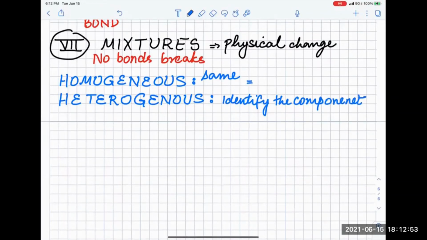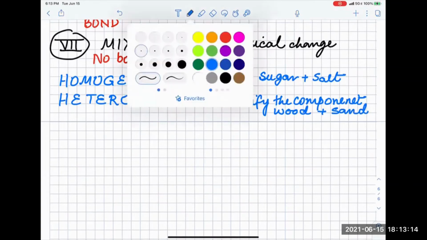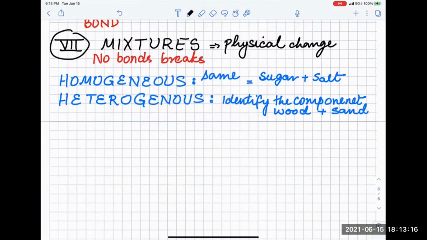For example, white sugar and salt. You can do this at home. You mix salt and sugar, and they all look like one. But in this case, you can take wood and put sand. Sand you can see separately and wood you can see separately. So that's a heterogeneous mixture. Okay, so these are the very basics of this chapter. So we just covered all of it.